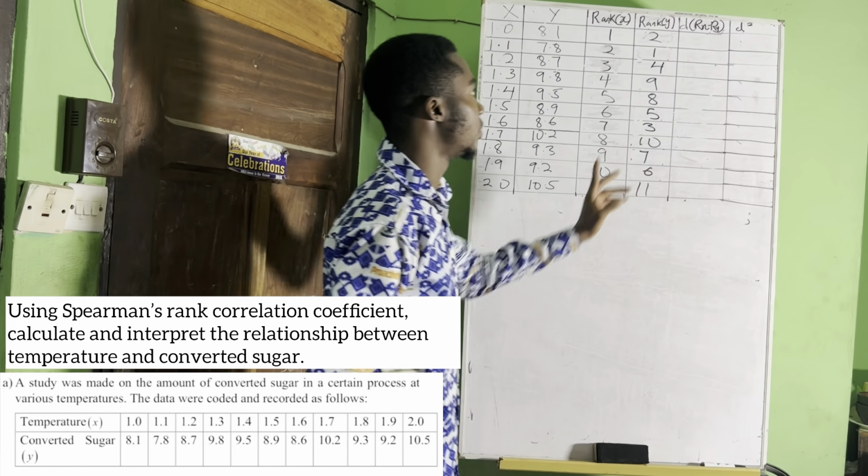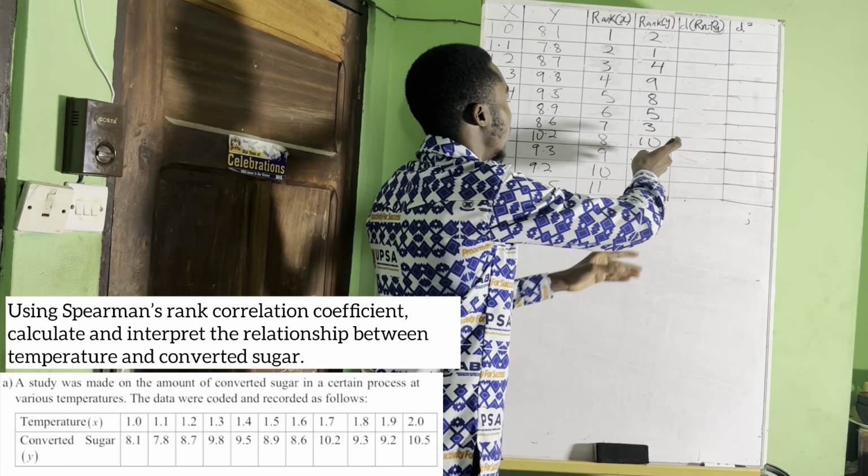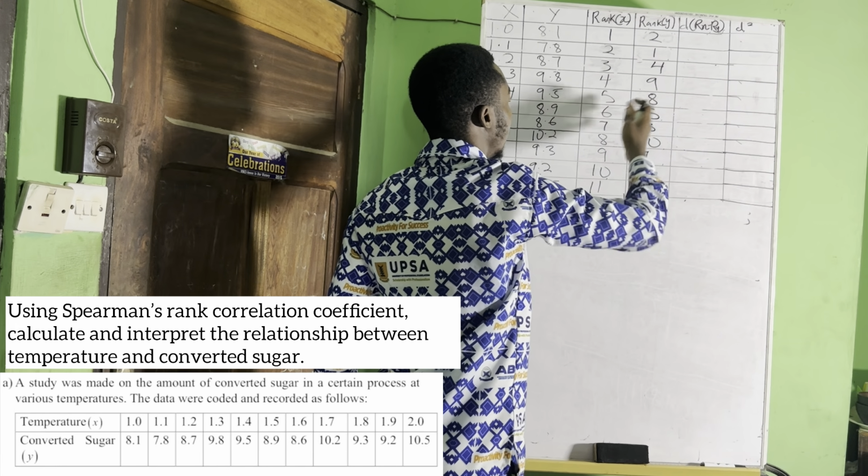So now the next one we go to is the D, which is the difference. So that's the rank of X minus rank of Y. You get it. So this minus this, this minus this, this minus this, this minus this, this minus this. You get it. All right.